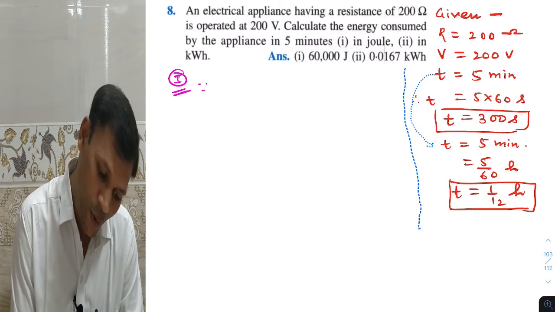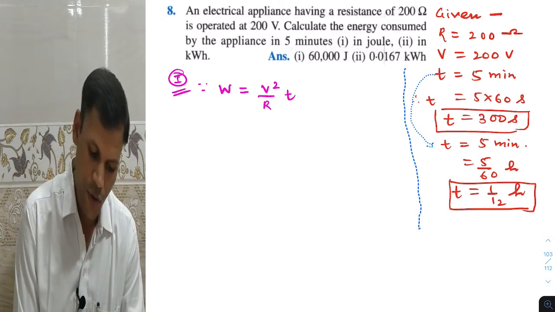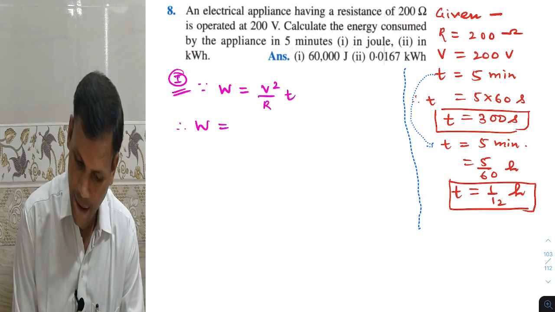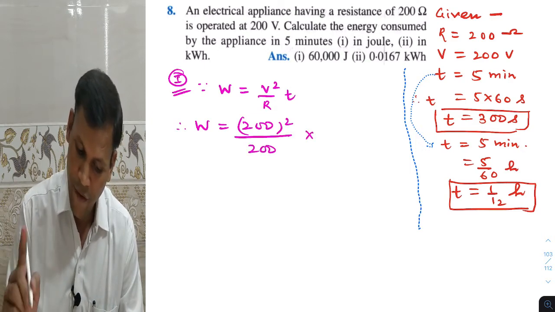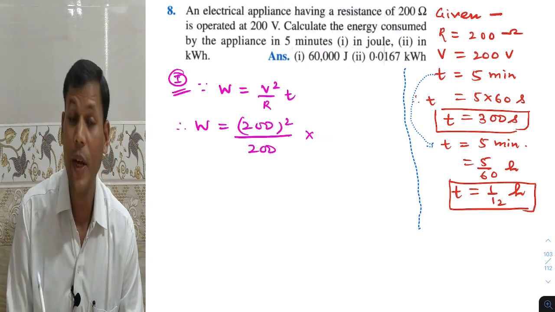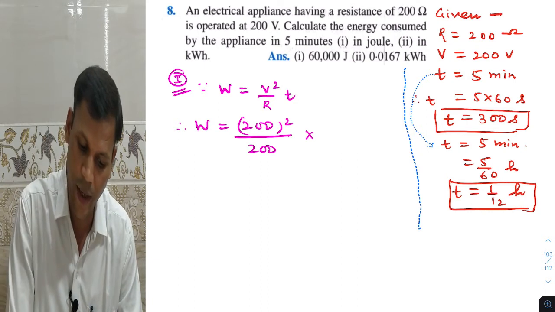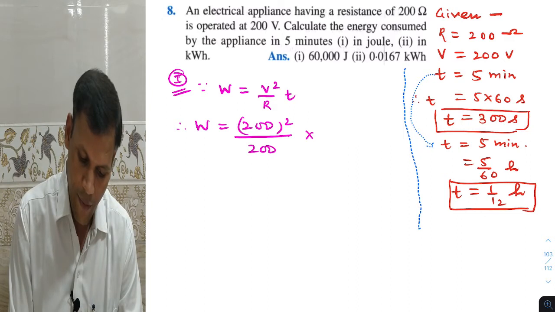Since formula we have, W is equals to V square by R into T. So therefore W is equals to V is 200, that's square, by R is 200, R is also 200, into time. First I am doing in second because we have to calculate in terms of joule in first part. So second वाला part लूँगा मैं जिसमें time second में है, that is 300 second. So we will write time as 300 second.